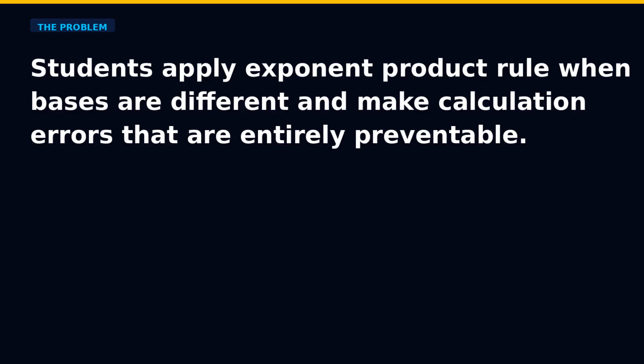The most common exponent error is applying the product rule to different bases. X squared times y cubed is not xy to the fifth. The bases x and y are different. The product rule only applies when the base is identical.